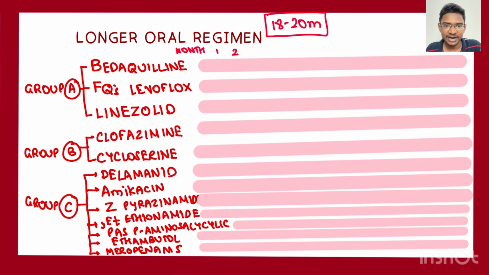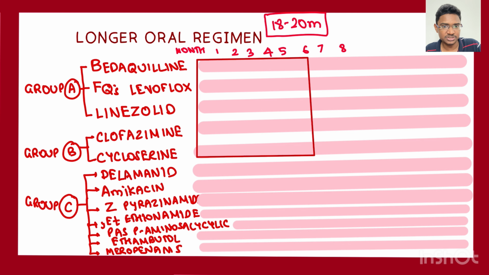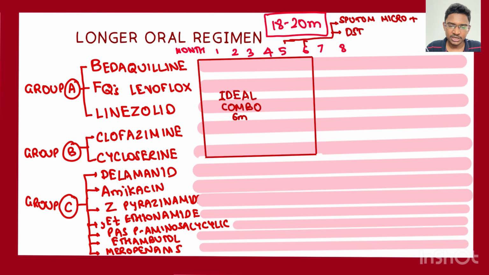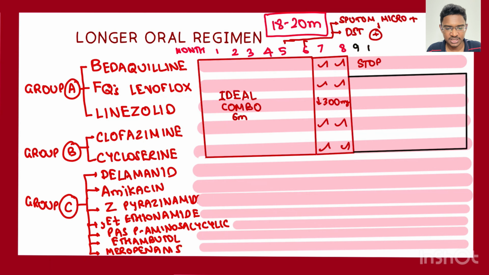I have told you the bedaquiline maximum duration is 6 months. Only in the longer oral regimen we extend this to 8 months. Okay, and after 8 months stop it. Other drugs you can continue until 18 to 20 months. This is the proper duration of the longer oral MDR regimen. If there is any resistance, start replacing in this order that I taught.